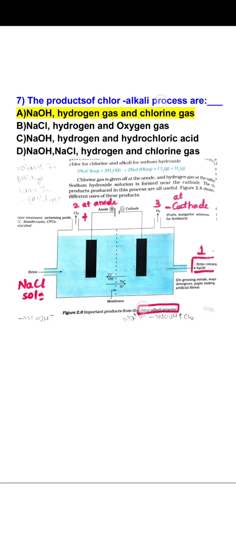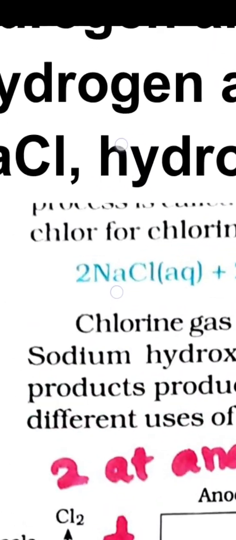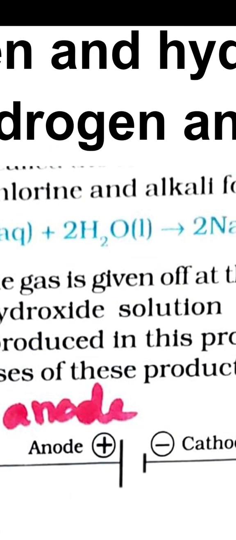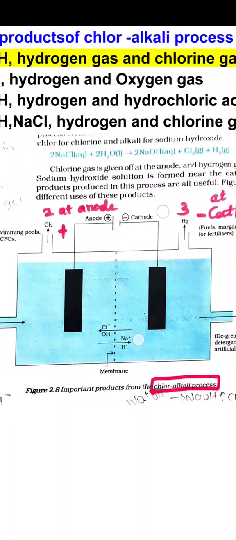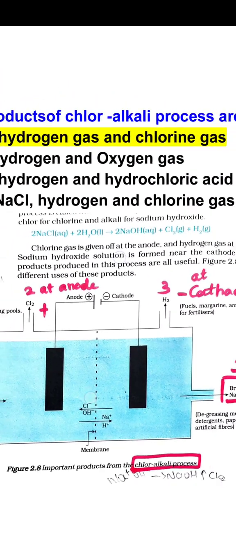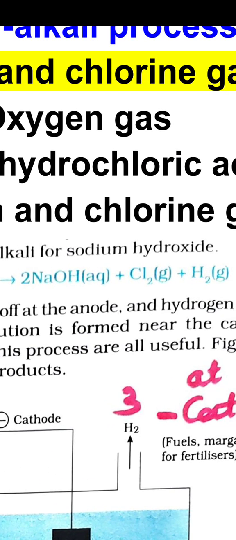Now let us move to the 7th question. The products of the chloralkali process are, here there is the structure of the chloralkali process. You just refer that NaCl solution is the reactant. NaCl is the reactant. It is treated with water, and when electricity is passed through the NaCl solution, it undergoes electrochemical dissociation into 3 products, that is sodium hydroxide, chlorine, and hydrogen gas.